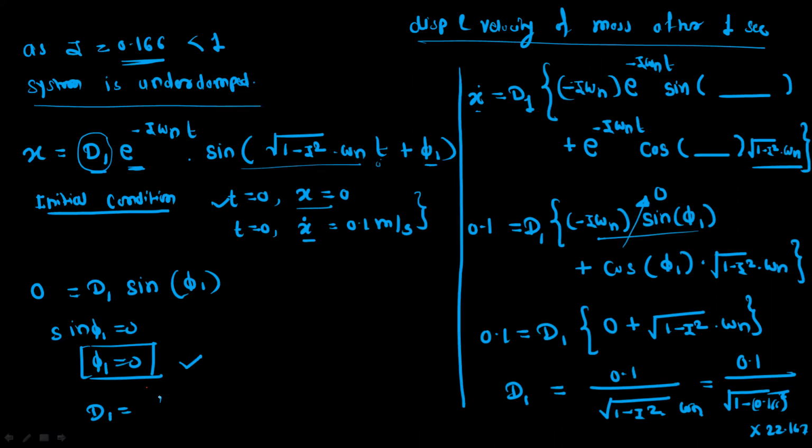So you can check the answer. This is 4.578 10 raised to minus 3. Okay. So once you get both the constants, phi 1 and d1, put these values again in the general equation, that is x.